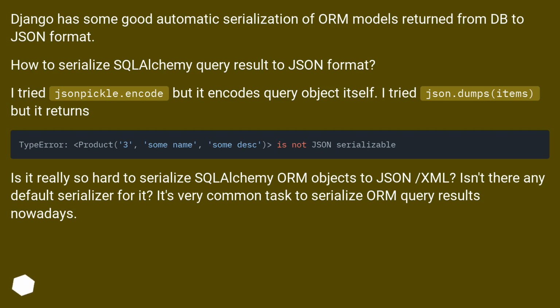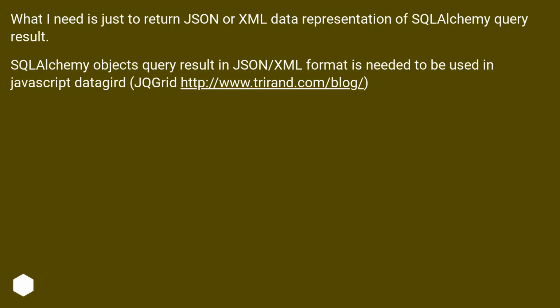Is it really so hard to serialize SqlAlchemy objects to JSON/XML? Isn't there any default serializer for it? It's a very common task to serialize query results nowadays. What I need is just to return a JSON or XML data representation of the SqlAlchemy query result. The SqlAlchemy objects query result in JSON/XML format is needed to be used in a JavaScript data grid, at this URL.